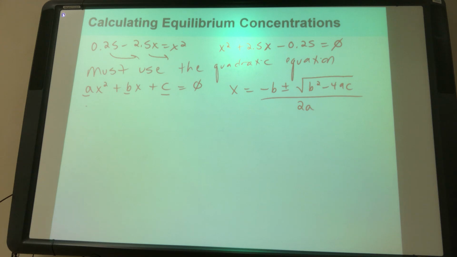All right, so let's look at this. So my equation, just rewriting my equation right underneath this guy so we can see it. There's a 1 right here. So my A is 1, my B is 2.5, and my C is negative 0.25. Because it's supposed to be positive, so if it's not positive, you have to write it down.